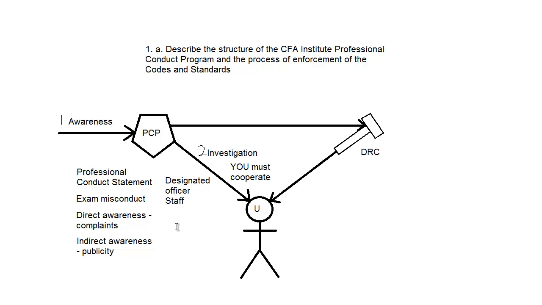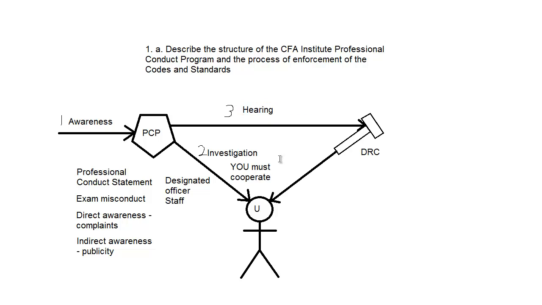Otherwise, if you don't accept that sanction, or if you get summarily suspended and you don't accept the suspension, the dispute will be referred to a hearing panel composed of members of the DRC. So, I'm just going to note that down. Step 3. Hearing.